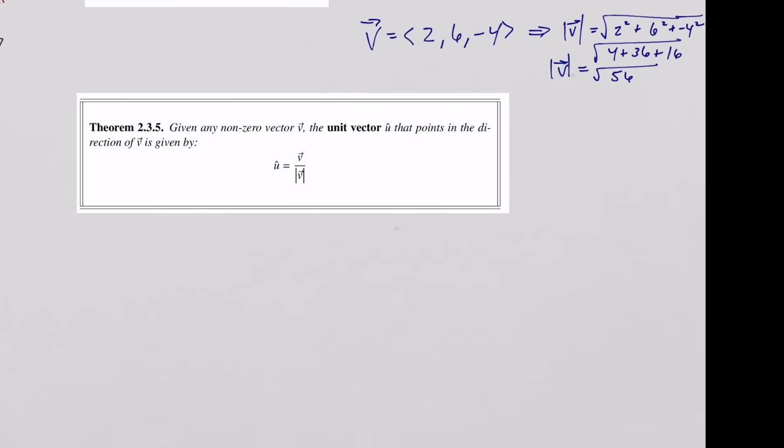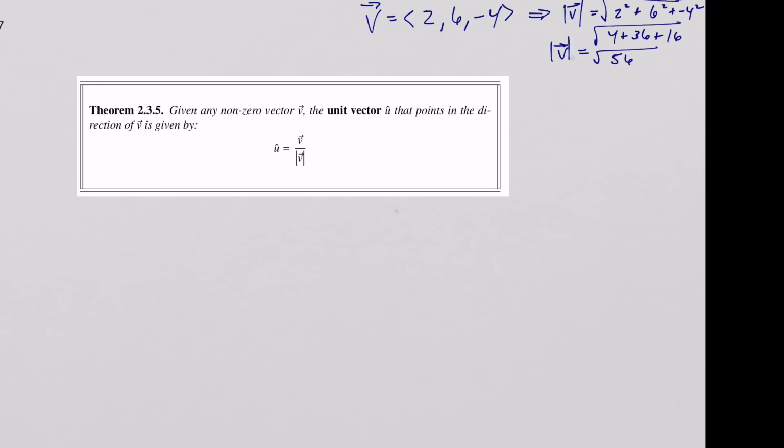Let me scroll back up so we can see that. We can take this same vector v, and we know that it has a length of the square root of 56. But if we wanted to normalize that so that the vector had a length or overall magnitude of 1, then we can just scale that by taking the vector and dividing by its magnitude. What that would look like is the unit vector of v. We're going to say u is equal to our vector v, which was 2, 6, and negative 4.